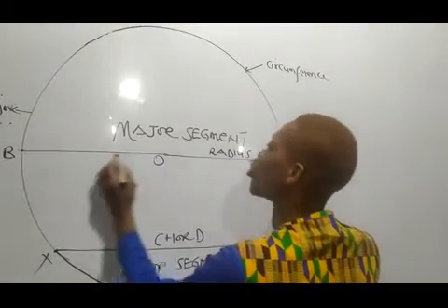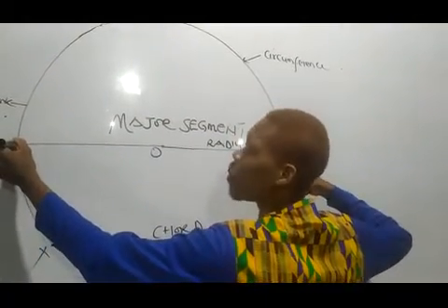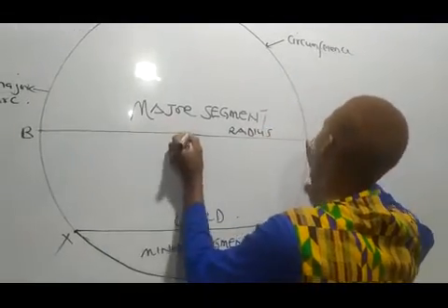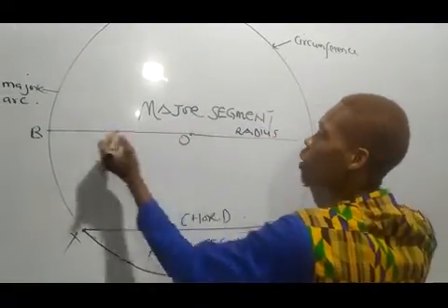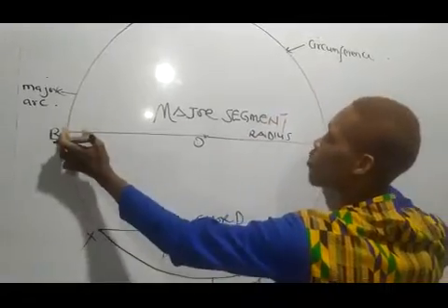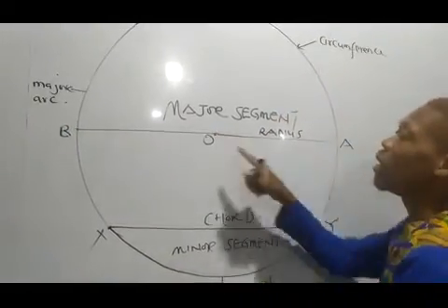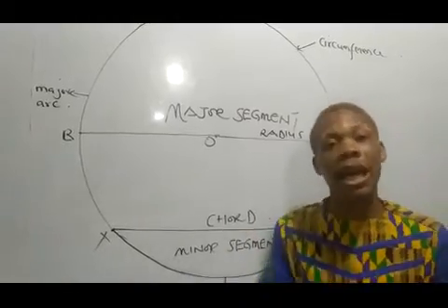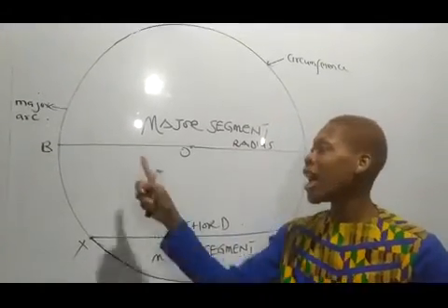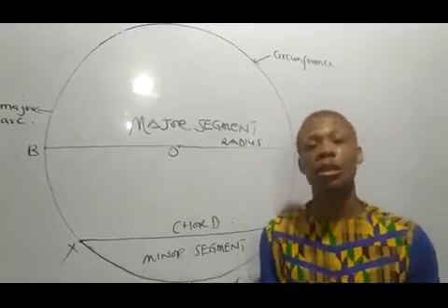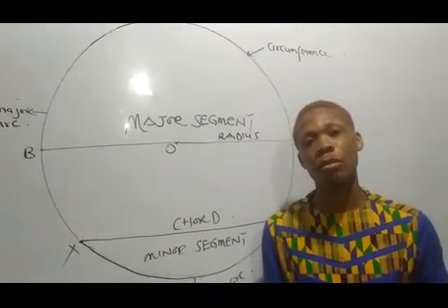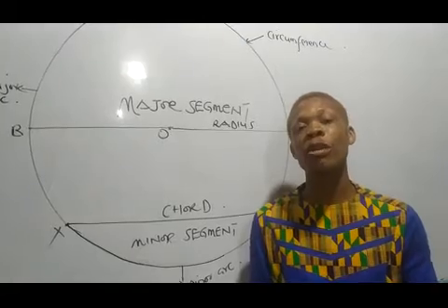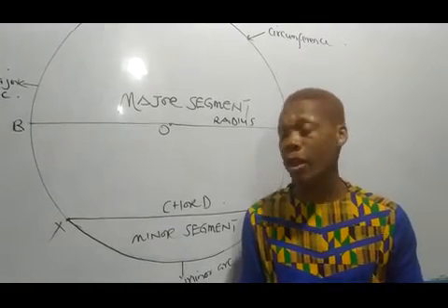So if we combine these 2 lines, then we have the diameter AB. So BO or OB plus OA or AO, when you add these 2 lines, that is BO plus OA, it will give you the full length AB, which is the diameter. So the diameter is 2 times the radius. When you add 2 radii, you obtain the diameter. Or when you multiply a radius by 2, you get the diameter.